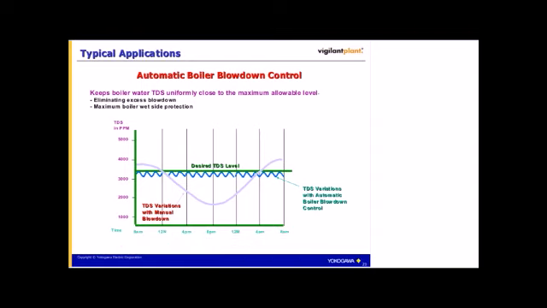A little closer look at some of the applications. This graph shows the significant advantage of using conductivity versus a manual or a time method for boiler blowdown control. You can see how tight the control is by measuring the conductiveness of it, as opposed to just turning something on, blowing it down for a period of time, and then shutting it off.